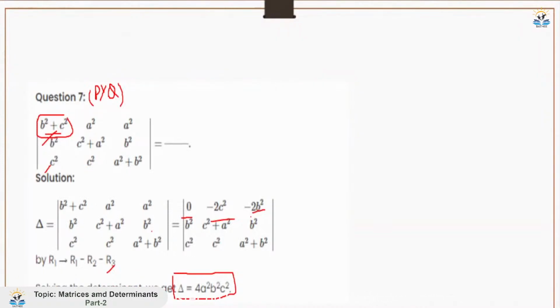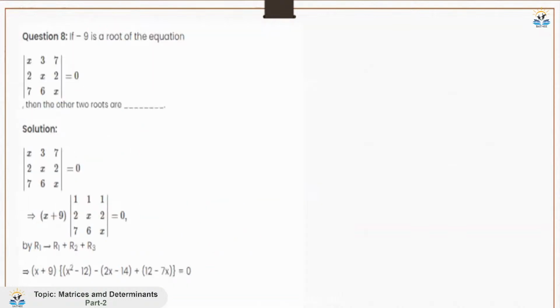So it was pretty simple. Now this question is not a tricky one, but you need to use your brain. If minus 9 is the root of the equation, then the other two roots are what? Basically I have been given a determinant, and we need to solve this determinant, and obviously the determinant has x in it. So after solving the determinant, I will get some equation in terms of x only. One root of that equation is given as minus 9, and I need to tell the other roots.